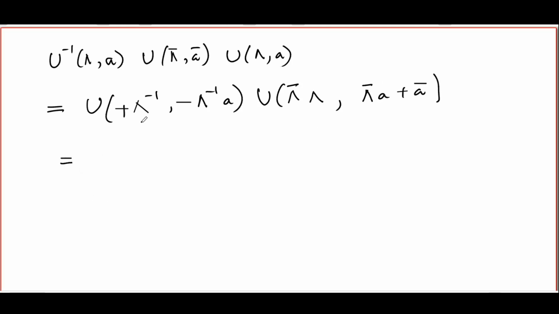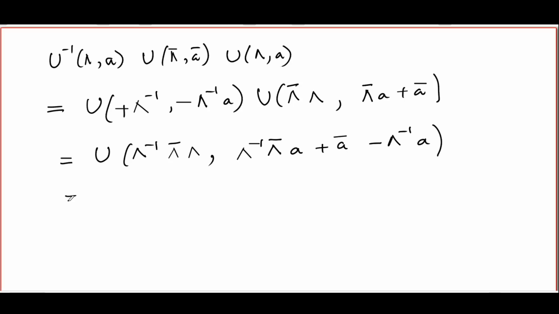And now you have the job of multiplying this Poincare transformation with this one. And that is easily done. You are going to get lambda inverse lambda bar lambda for the Lorentz transformation here. And for the translation, what you need to do is apply this on this translation and then add this translation. So you get lambda inverse lambda bar A plus A bar minus lambda inverse A. So I will just rewrite that translation slightly so that it will be easier to handle at the next step.